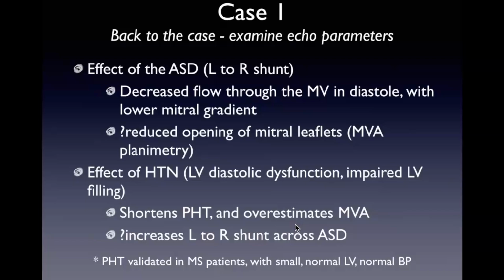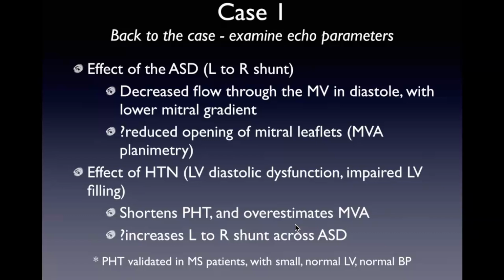And just my caveat at the bottom is that just remember, pressure half time is best valid in rheumatic mitral stenosis with a completely normal left ventricle. So in typical rheumatic MS, without hypertension, the LV is small, it's very compliant, and that's where it's best validated. And we probably shouldn't use pressure half time in other settings. Can't use it for mechanical mitral valves. You can't use it for prolapse, for example.